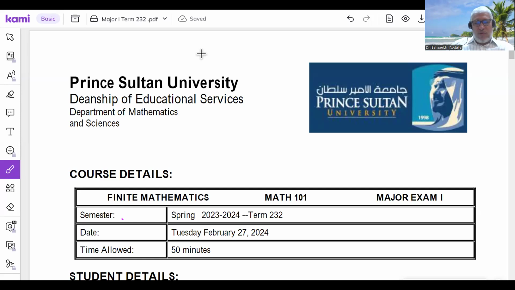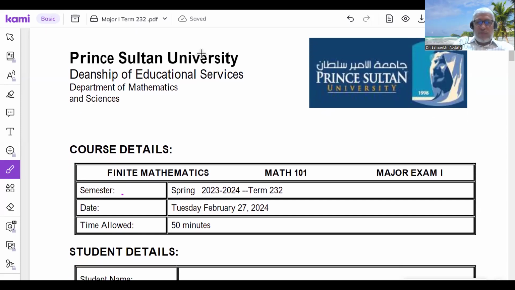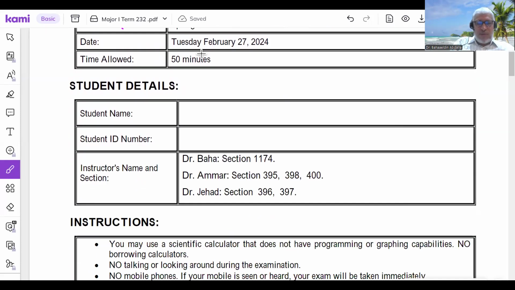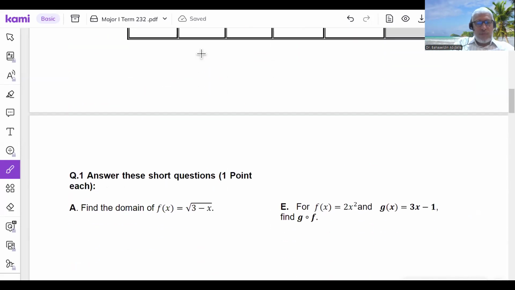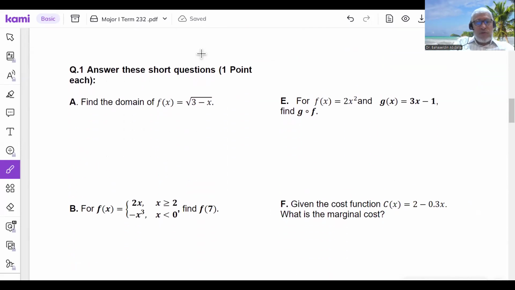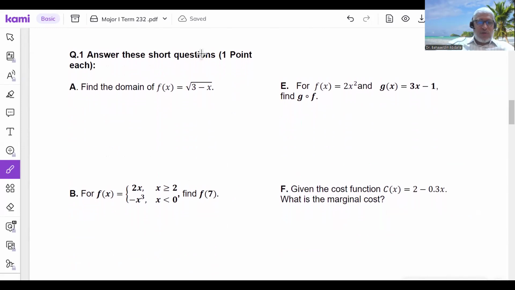This is Math 101, first major exam, term 232. So let us have a look at the exam and solve it together. First questions are short questions. Find the domain of this function.